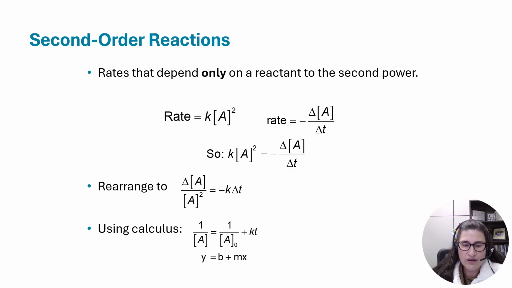So in this case, I would plot 1 over the concentration. That would be equal to kt plus 1 over the initial concentration, where k is my slope, t would be on the x-axis, and my y-intercept would be 1 over my initial concentration.